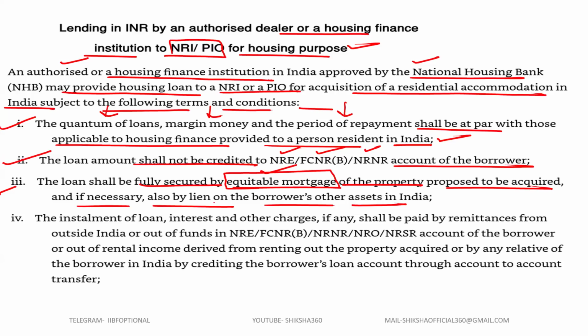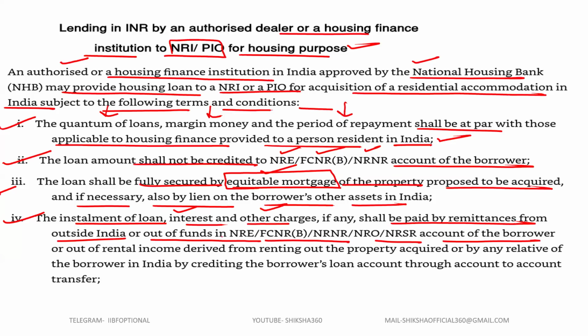Fourth one, the installment of the loan, interest and other charges. Clear? The installment of the loan, interest and other charges, if any, shall be paid by remittances from outside India or out of the funds in the NRE, FCNRB, NRNR, NRO, NRSR account of the borrower.